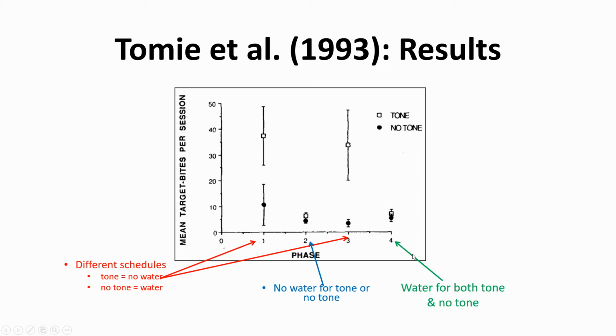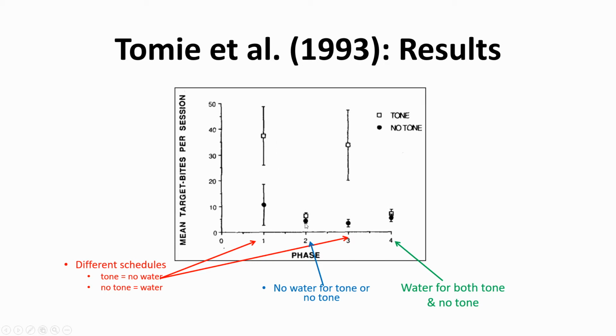And for more evidence of that, with phase 4, where water is given for both tones and no tones, even though it's the opposite of phase 2, where they didn't get water in either situation. Now they get water in both situations, and they're still showing no aggression or very, very low levels of aggression. So this is telling us that frustration comes from this differential scheduling of reinforcement here, where they get reinforcement sometimes and extinction other times. That unexpected extinction is what's driving this frustration.